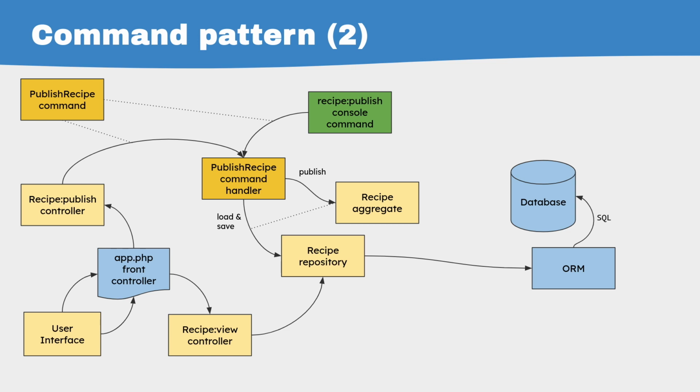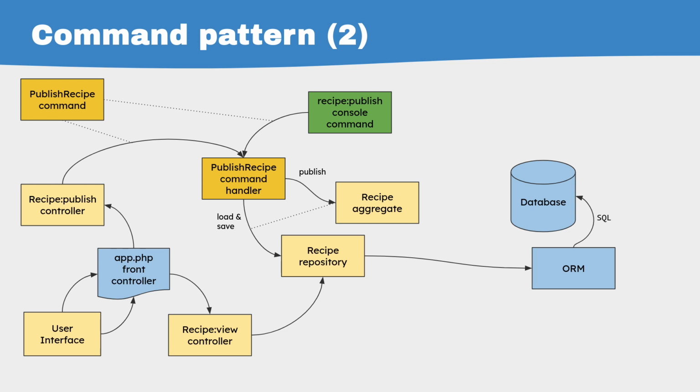Now what's difficult in this architecture is that every command follows a different route. We have a publish recipe command handler, but if we were to add ingredients, we would also have an add ingredient command handler, which is called from an add ingredient controller. And since they don't share a route, it's difficult to add generic functionality to all commands.